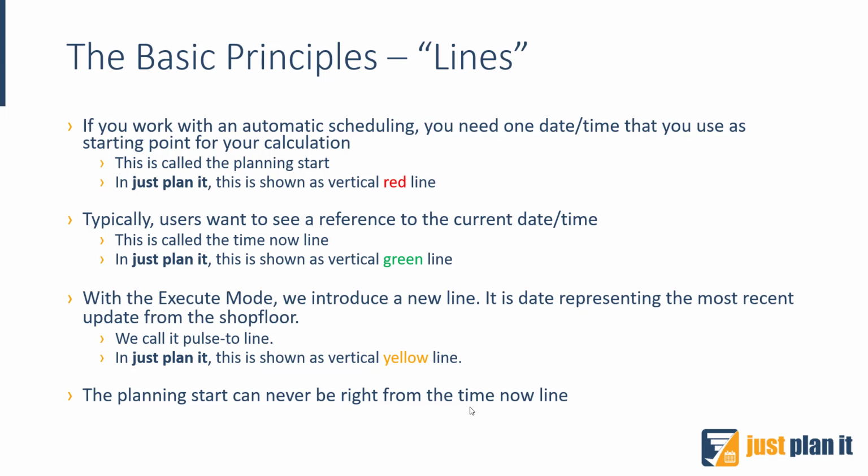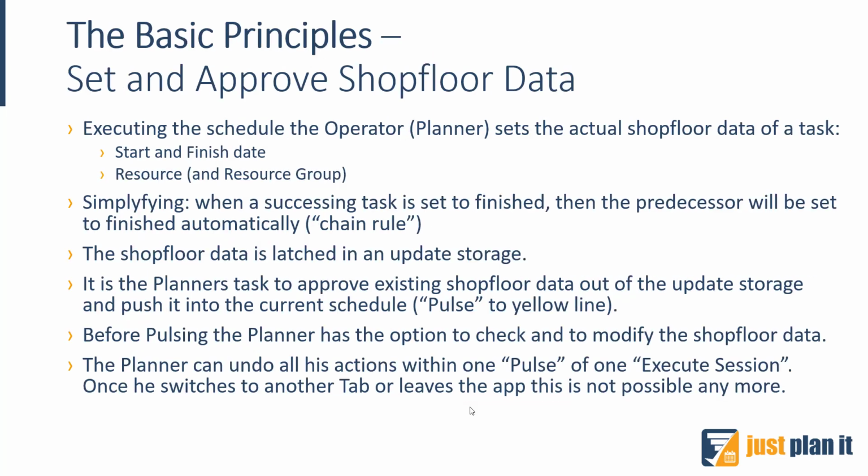So you're just able to set Shopfloor progress data that is now or in the past, but never in the future. Okay, to sum up here, the red planning start line is where the calculation for forward scheduling started, the green line just for information, and the yellow line shows the most recent update from the Shopfloor within the process of approving the data.